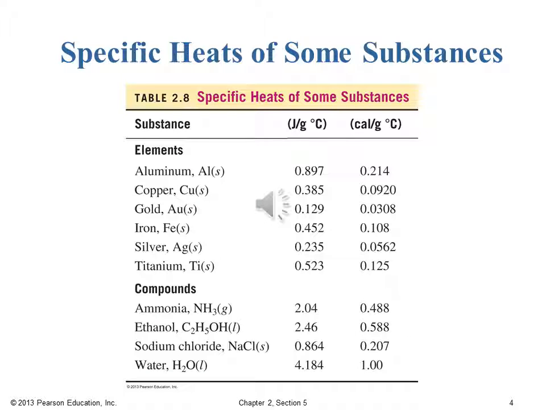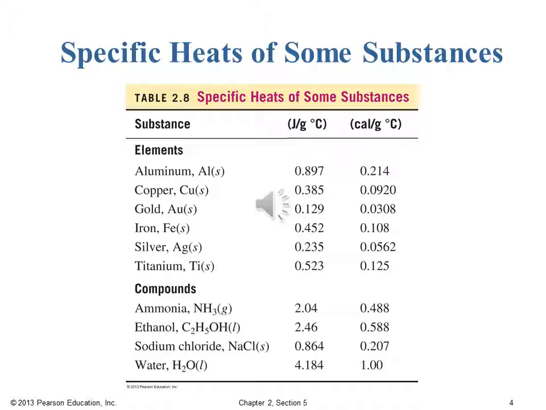Here we see table 2.8 from the text, which lists the specific heats of some substances. And so if we look, there's some elemental metals, and we see aluminum, which has a specific heat of 0.897 joules per gram degree Celsius. The calorie value, as we would expect, is different by a factor of 4.184, which would relate joules and calories. So if we multiply the 0.214 calories per gram degree Celsius by 4.184 joules per calorie, we get the 0.897. So we see there's a relationship there.